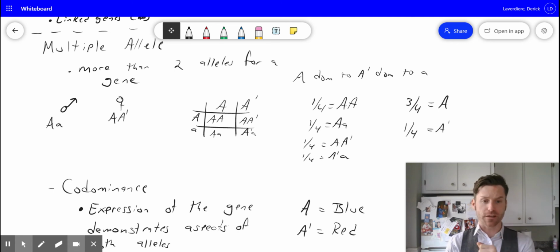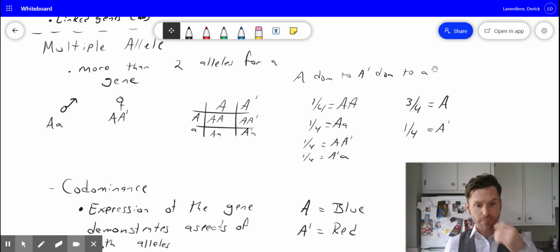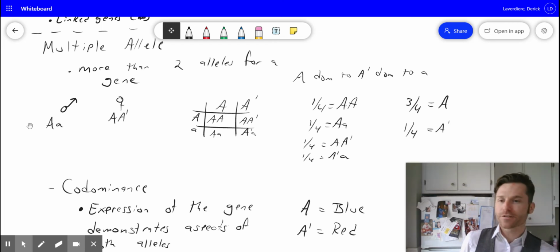In this particular instance, I have 3 alleles: capital A, capital A prime, and lowercase a. I've set the rules here that A is dominant to A prime, and both are dominant to the recessive lowercase a. I have a heterozygote male that has big A and little a, and I have a heterozygote female that has big A and big A prime.